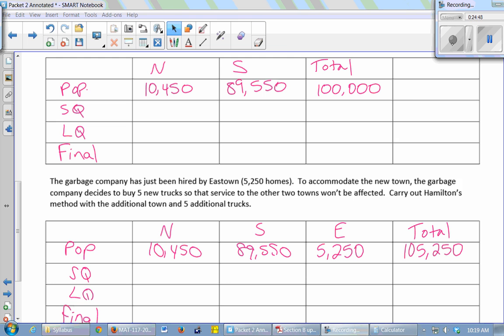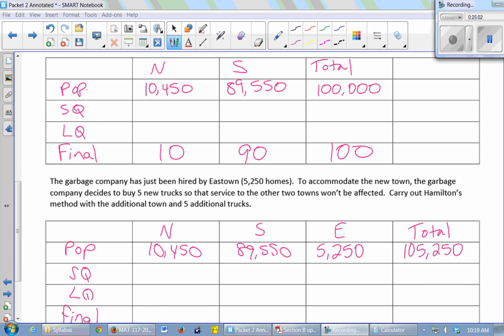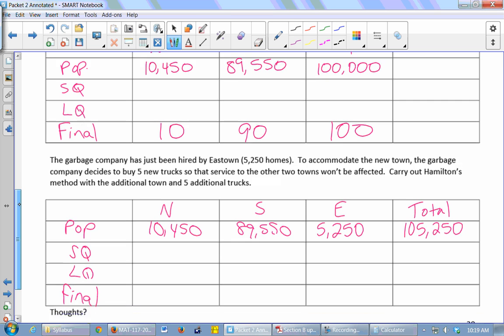All right, so why don't you guys tell me, what's the final apportionment when you have just Northtown and Southtown and 100 trucks? 10 and 90. And that gives us our total of 100 trucks. So send 10 trucks to Northtown, 90 trucks to Southtown. Using Hamilton's method, that's how we can split it up.